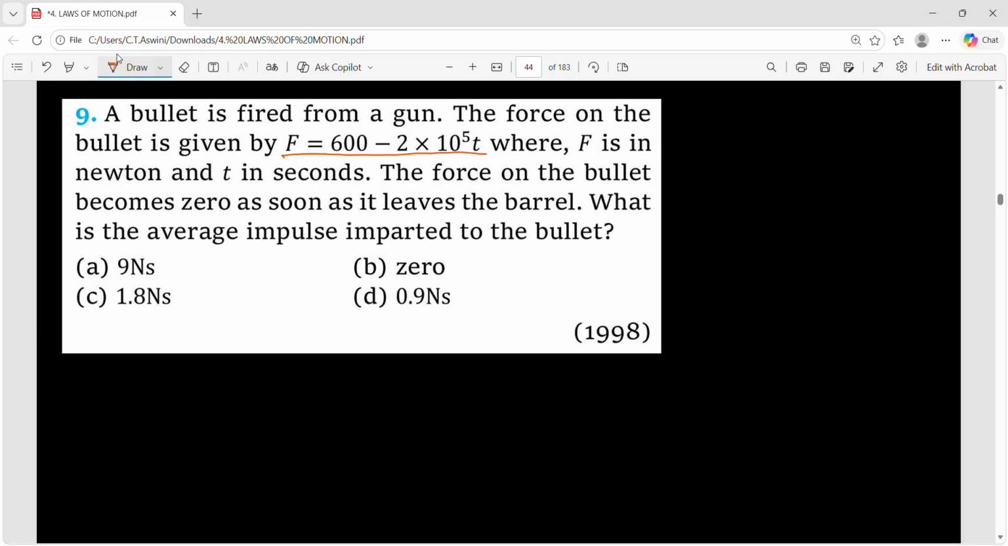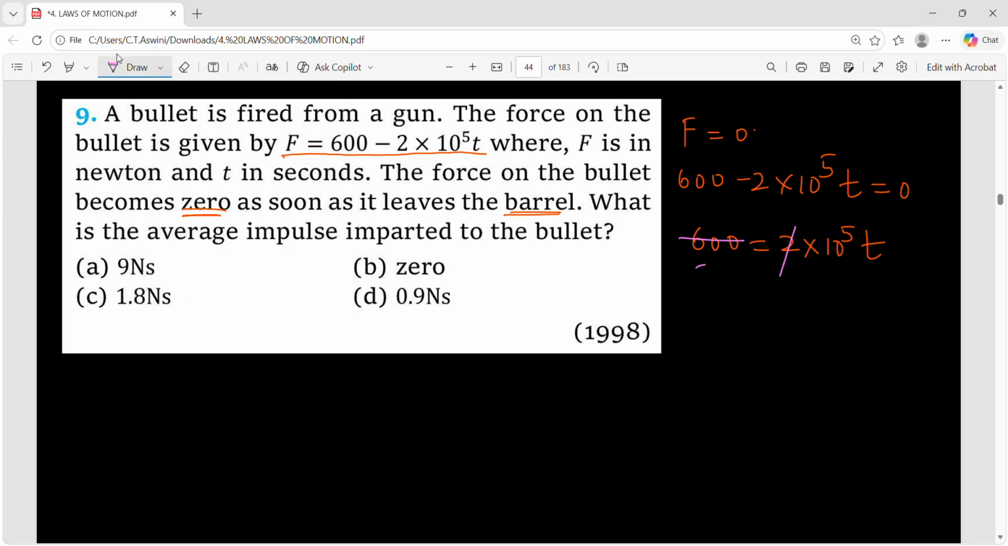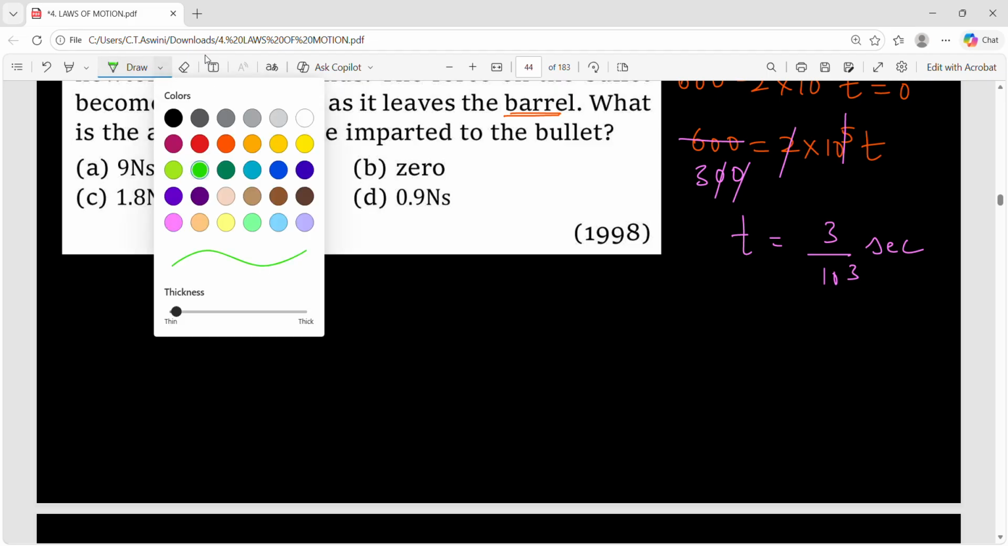See this question. A bullet is fired from a gun. The force on the bullet F is given. The force on the bullet becomes zero as soon as it leaves the barrel. So when it is leaving the barrel, the force is becoming zero. Let us equate it to zero. What do we get? Let us see. 600 minus 2 into 10 to the power 5 t equals 0. So 600 equals 2 into 10 to the power 5 t. What gets cancelled? The zeros cancel. So you'll be left with t equals 3 by 10 power 3 seconds.